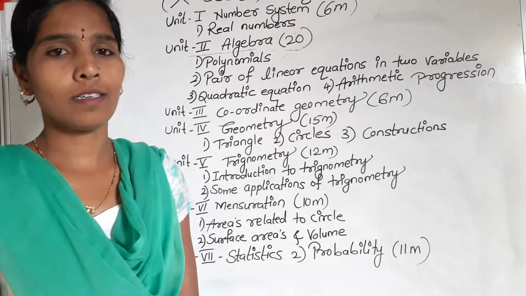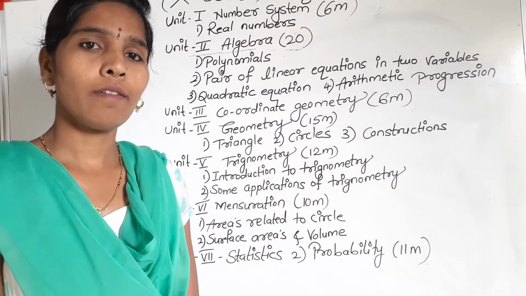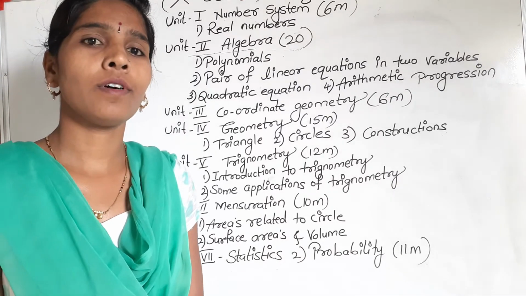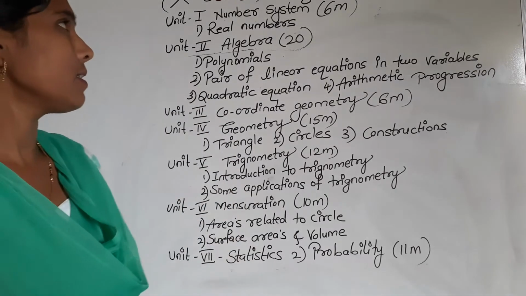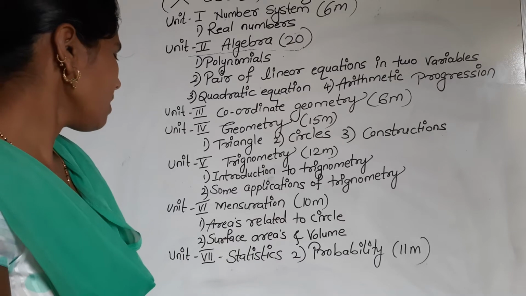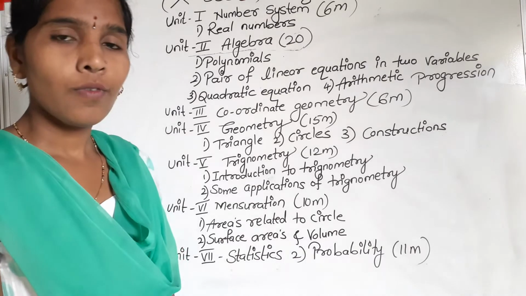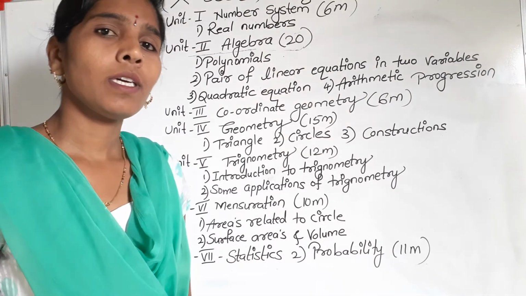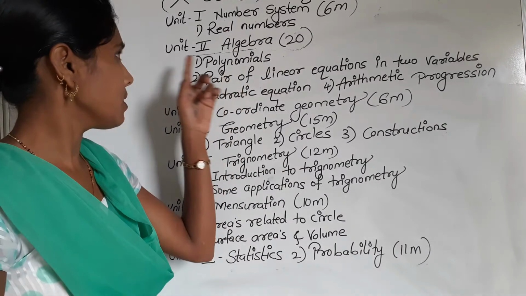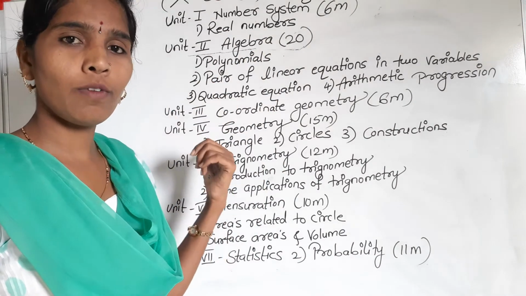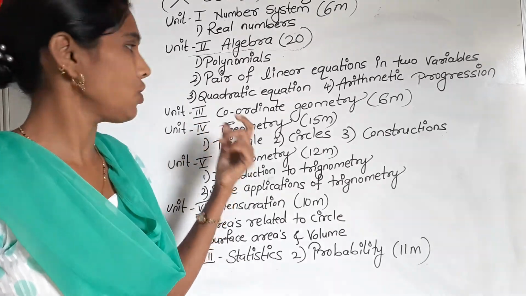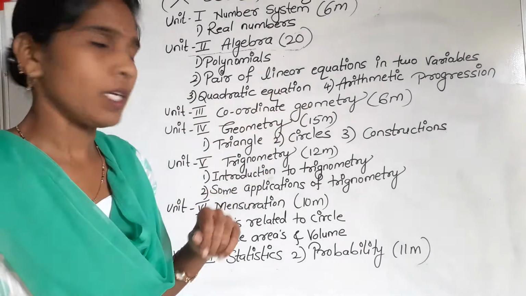Before starting the chapter, I will introduce the syllabus of 10th standard CBSE. There are 7 units. First unit is number system, in that real numbers. Second unit is algebra, in that polynomials, pair of linear equations, quadratic equations and arithmetic progression.